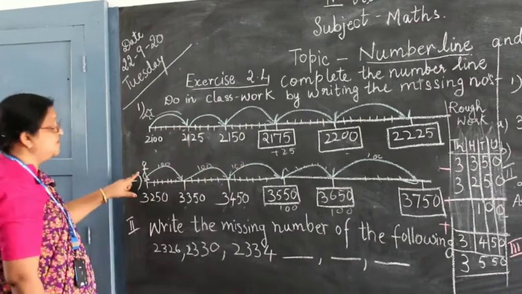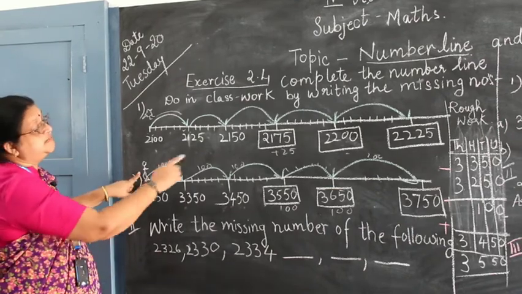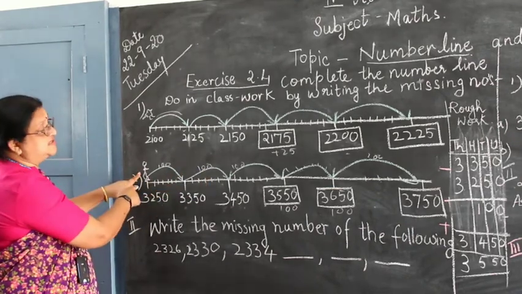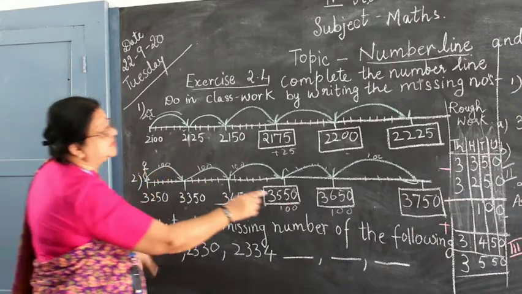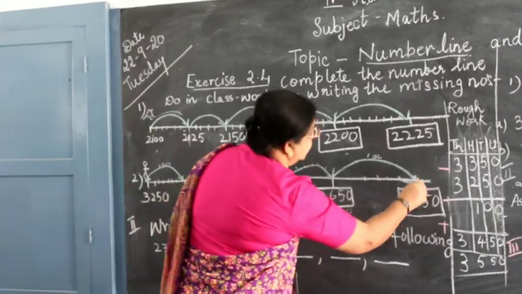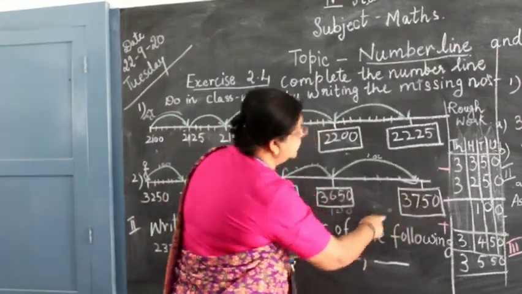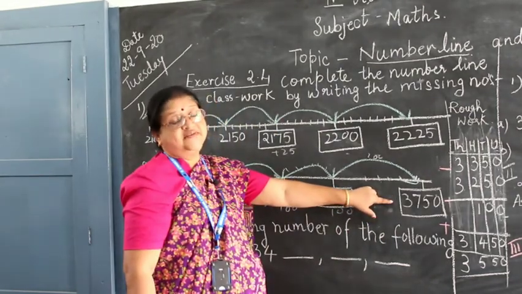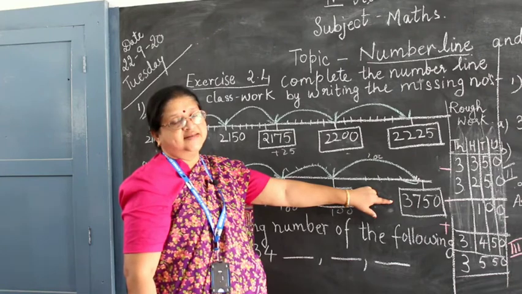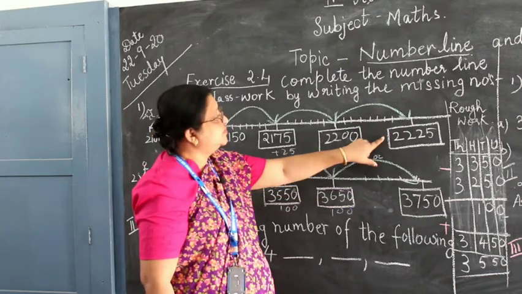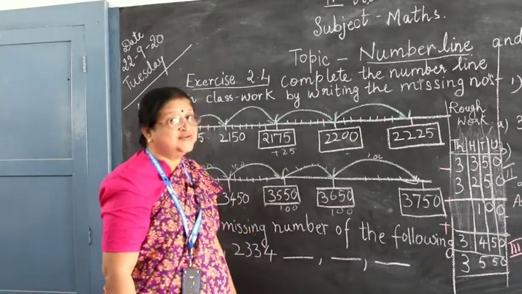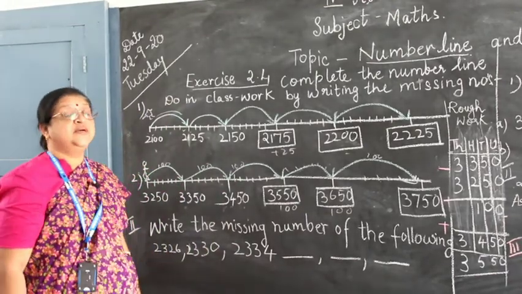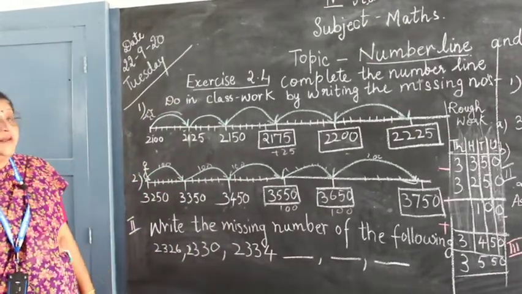Now if I want to know what time did the person or a man reached this place, how many meters or kilometers, you can say it was 3750 if the question asked in the kilometers. So I hope you understood, children. Any doubt, you must let me know in your apps.